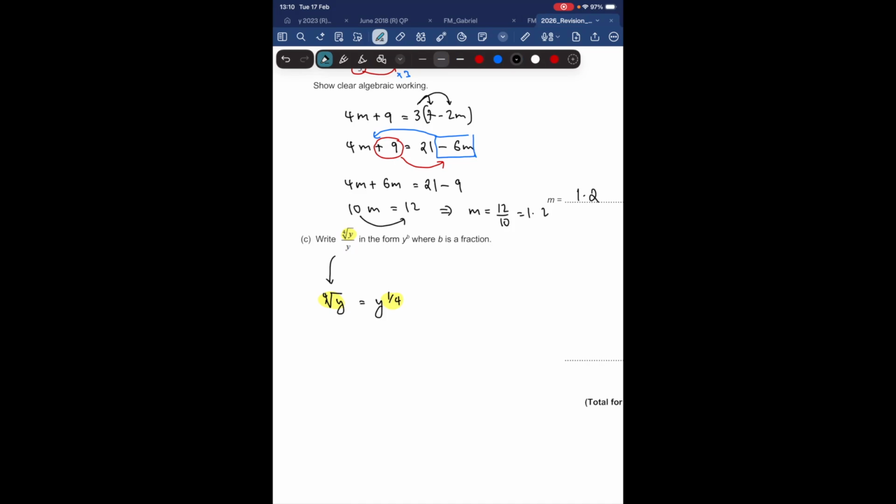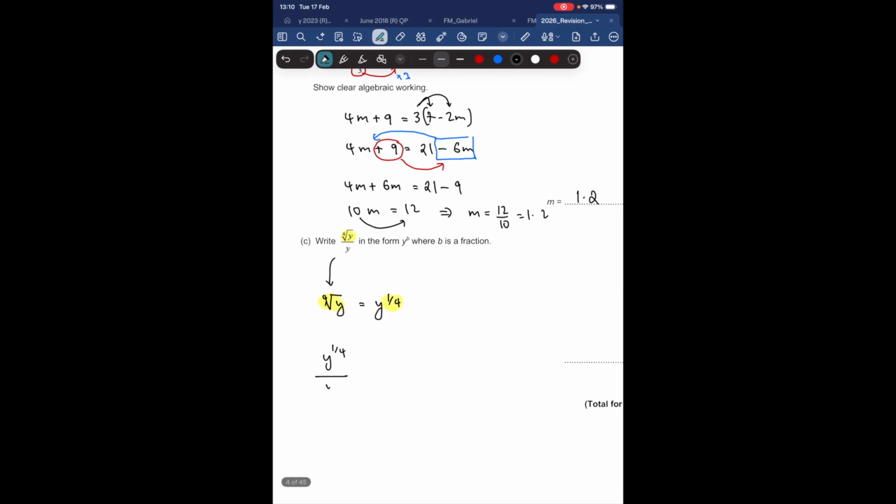Now, if I rewrite the original expression, the fourth root of y can be written as y to the power of a quarter over, and then we're going to have y, but remember there's a hidden 1 on the y at the bottom. So that y, there's a hidden 1 there. It's y to the power of 1.